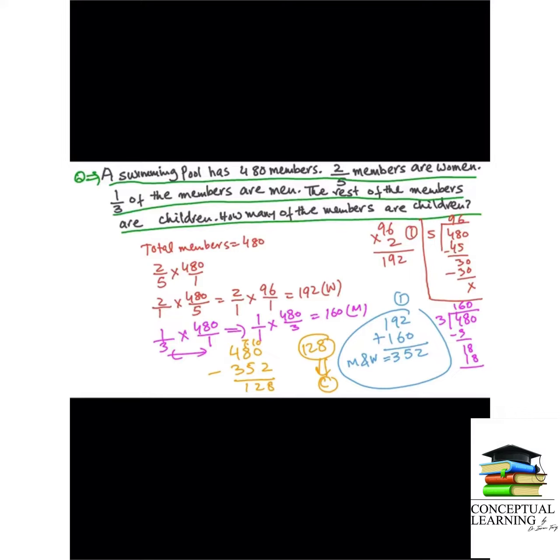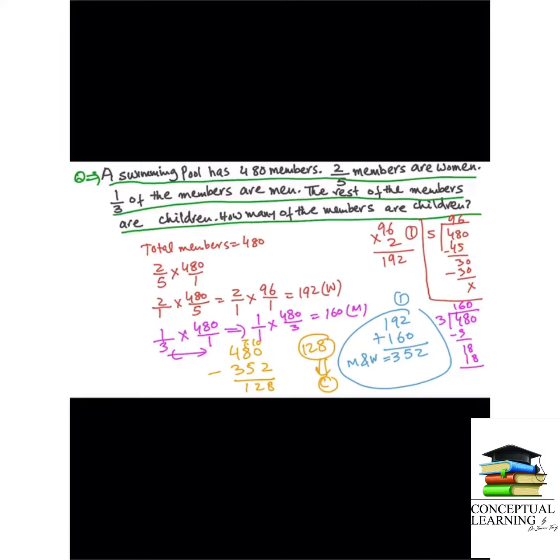So when we read this question, we have to cut it down into 3 parts. We try to calculate women first. We already know 2/5 of the total members are women, and the total members are 480. So we find 2/5 of 480 first, and that is equal to 192.